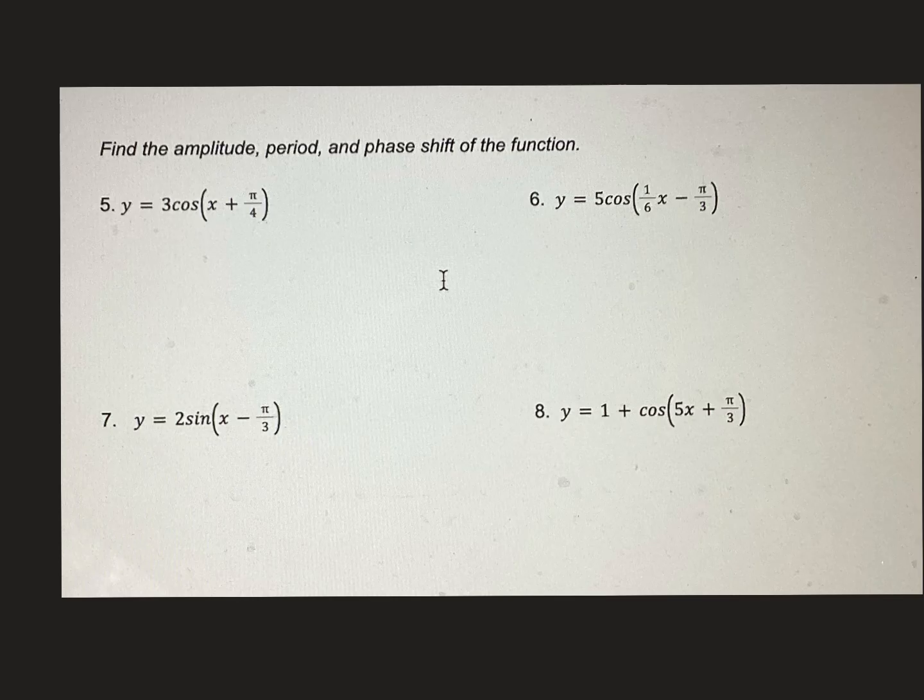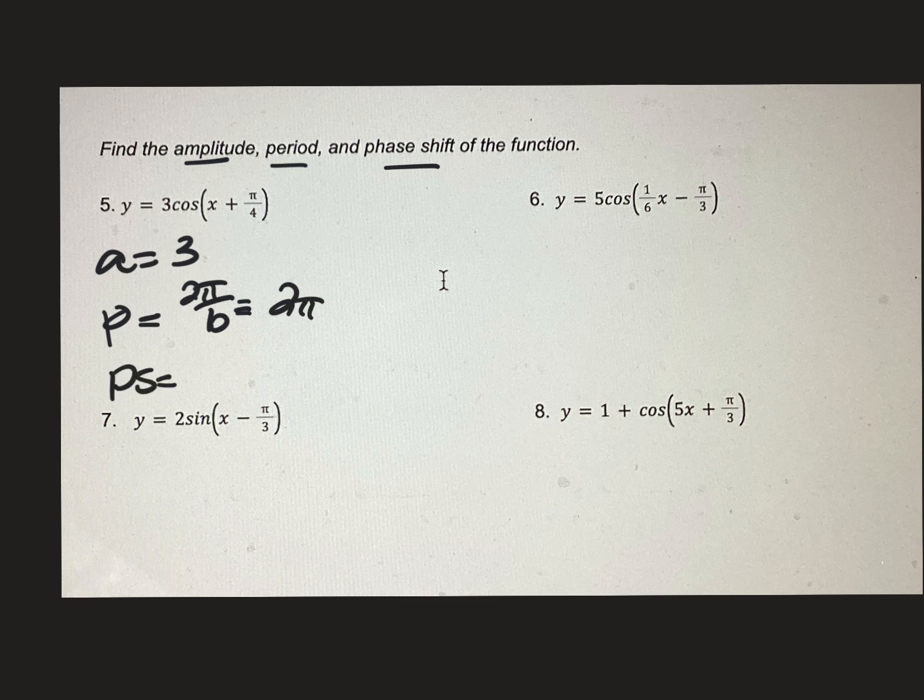All right, 5 through 8, just telling the amplitude, period, and phase shift. Amplitude, remember, it's a number in the front. Amplitude must be positive. If that was a -3, I still would put 3. The way you find the period is you do 2 pi divided by b. In this case, b is 1, so just 2 pi. The phase shift, the way you find the phase shift is you do -c over b. Again, in this case, I'm going to do -pi over 4 over 1 because b is 1.